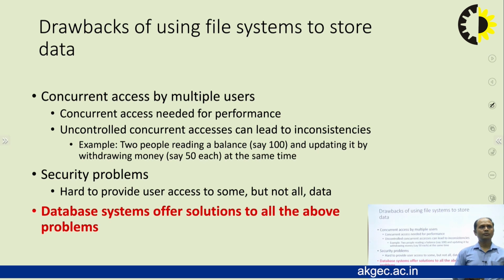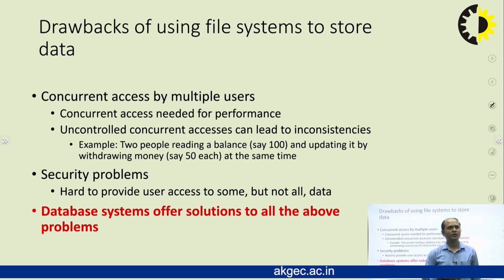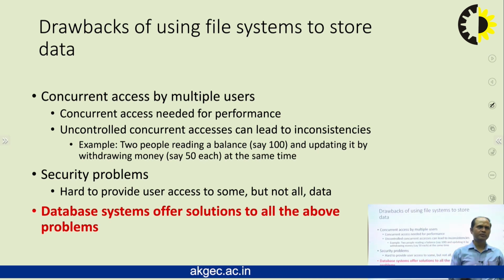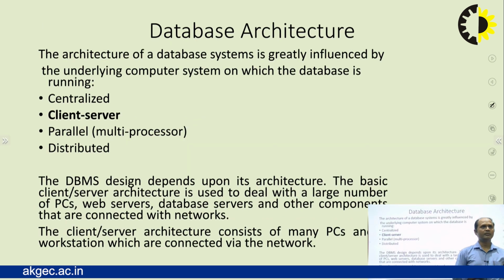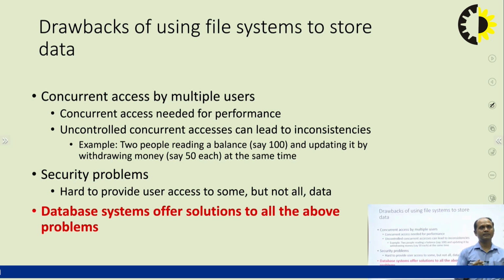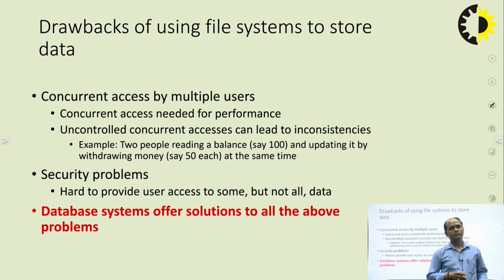Some more drawbacks are concurrent access by multiple users and security problems in the file system. So we can replace it by using a DBMS. We have discussed the file system and DBMS. DBMS is a system that manages the database in an arranged manner. In the file system, we simply create file folders and store the files in a particular folder.